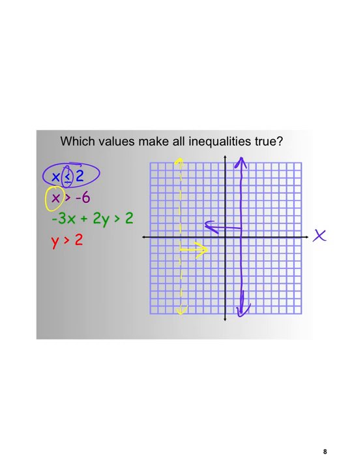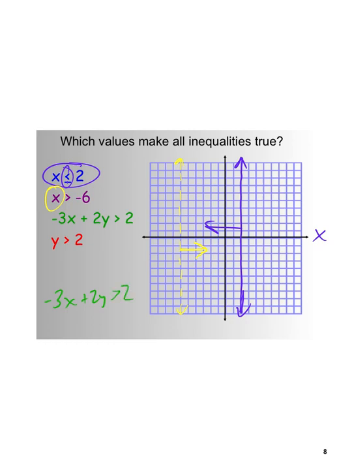Okay, now this green one you can see is going to take a little more work because this right now is not solved for y. So we're going to solve this for y first, and then we'll graph it. So I'm going to get my green pen here, and I'm going to take negative 3x plus 2y is greater than 2.